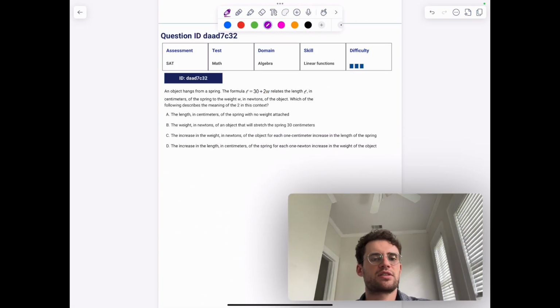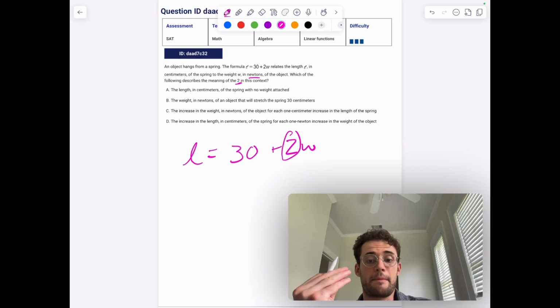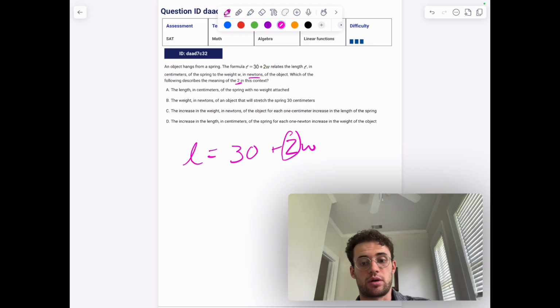An object hangs from a spring. The formula L equals 30 plus 2W relates the length L in centimeters of the spring and the weight W in newtons of the object. Which of the following describes the meaning of 2 in this context? All right, well, it looks like the length starts at 30. So even if the weight was 0, the length would be 30. And then for every newton of weight, add 2 more to the length in centimeters. So 2 more centimeters. All right, so they say, what's the 2 in this context? The 2 is the slope in front of the W. So it's the amount that's added in centimeters for each additional newton.